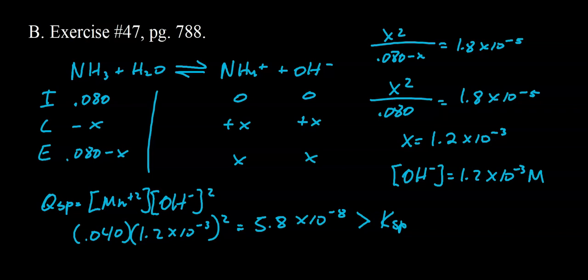So take this hydroxide concentration and plug it into our Qsp expression for manganese(II) hydroxide. Once again, don't forget to square it. The concentration of manganese in the solution is 0.040, and we get a Qsp of 5.8 times 10 to the negative 8th, which is greater than the Ksp for manganese(II) hydroxide, which tells us, yes, this precipitate will form.